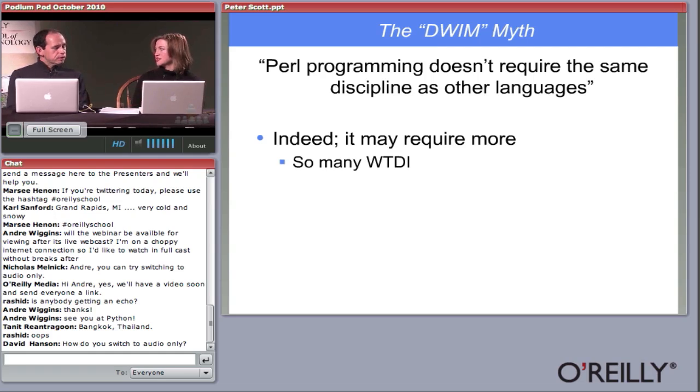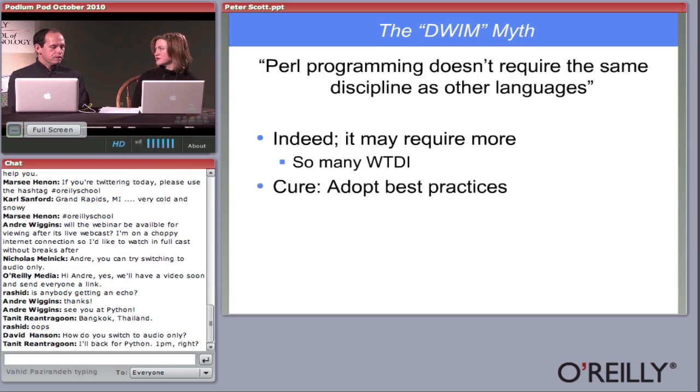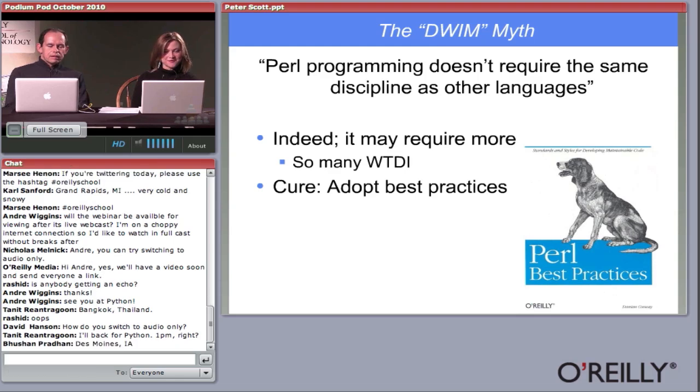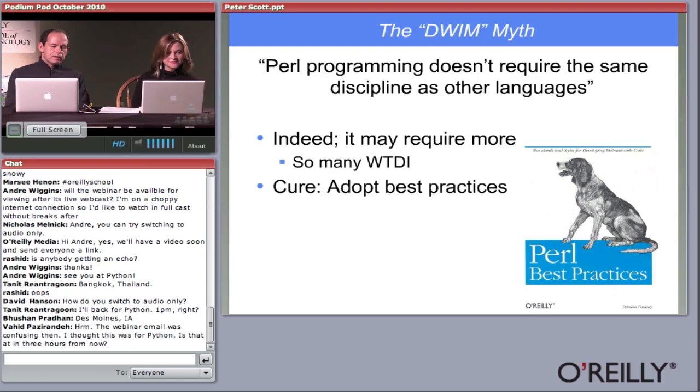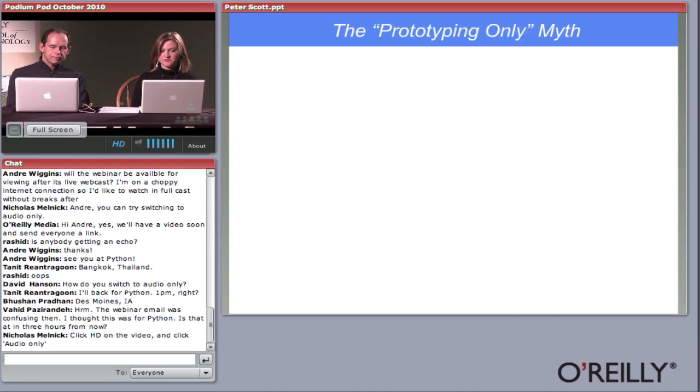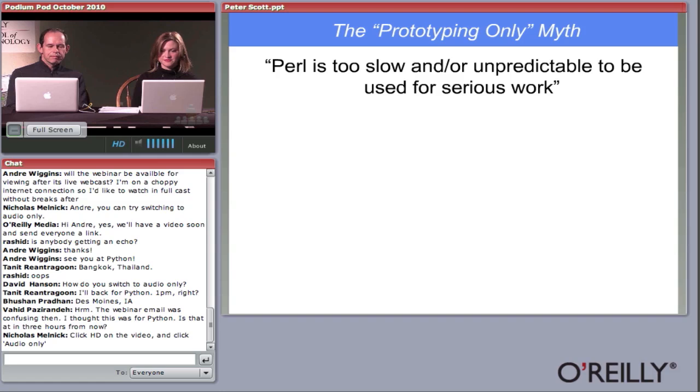Is that what you're saying? Perl has given you the freedom to express yourself in many different ways, and you can use that for good or for evil. Right. And so the cure for that is to adopt best practices. There's even a book on it from O'Reilly, written by my good friend Damian Conway, with this adorable dog on the cover.